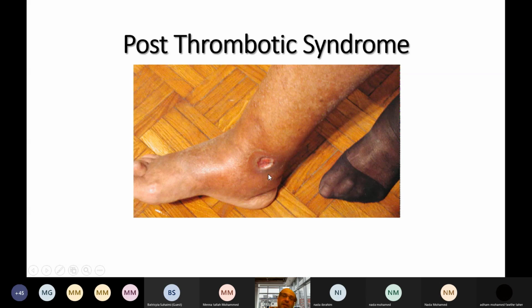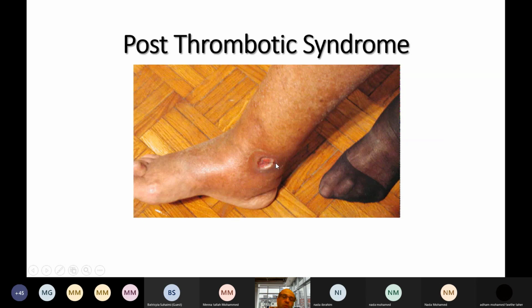And when I ask you why it is present in this area, which is called the gaiter area, you have to mention that it is the most dependent area in the lower limb, so it has a high pressure. This is number one. Number two, I have a lot of perforators in this area, which are called Cockett's perforators. These perforators carry the deep pressure in the deep system to the superficial one.